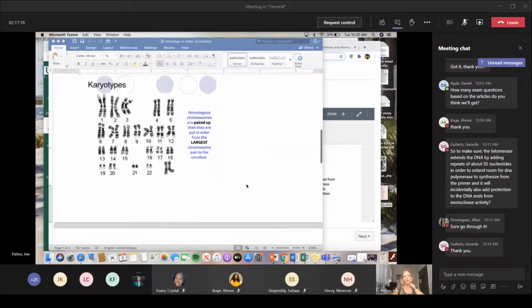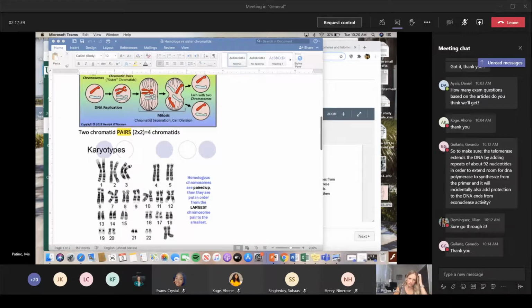Now if we look at a karyotype, homologous chromosomes are paired up, then they are put in order from largest chromosome pair to the smallest. So one from your dad, one from your mom, one from your dad, one from your mom. You can see that they look similar, but that doesn't mean that they have the exact same genes. And when we're taking a karyotype, we have to use a metaphase chromosome right here. So that means that there are 2 sister chromatids in all of these homologous chromosomes.